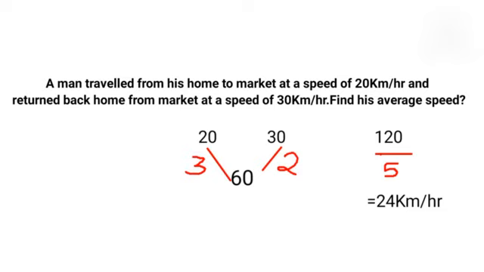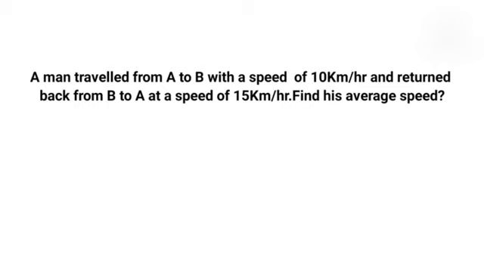So these are the two methods. You can use either of the methods, whichever you feel comfortable. Let's see one more question. A man traveled from A to B with a speed of 10 km per hour and returned back from B to A at a speed of 15 km per hour. Find his average speed. So in this question, the distance traveled is constant, right? Distance from A to B is the same as distance from B to A.